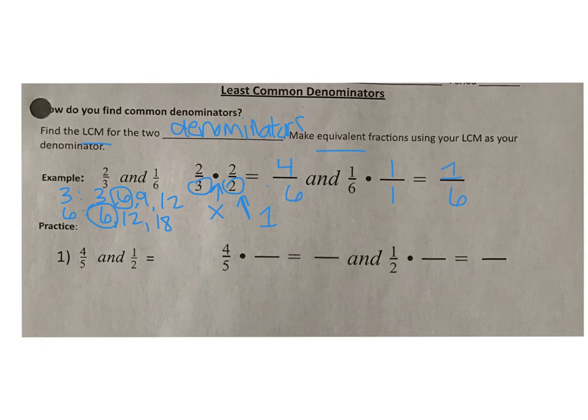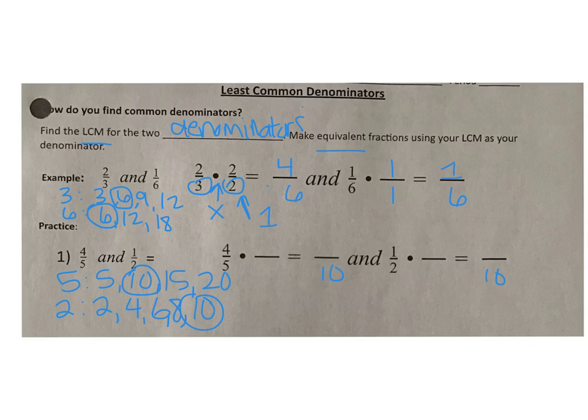So here we go, 4/5 and 1/2. We're going to find our LCM for 5 and 2. So 5, 10, 15, 20. For 2's, 2, 4, 6, 8, 10. Ding, ding, ding, we've got 10. If you're thinking, Miss Townsend, I think 20 works, that is correct. 20 is a common denominator, but it is not the least common denominator. So remember, we want to change both denominators to become 10.